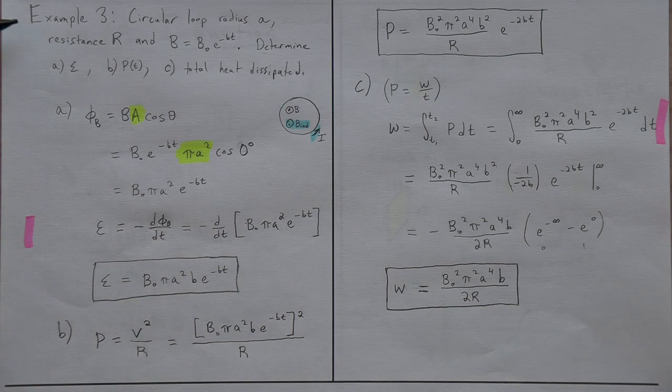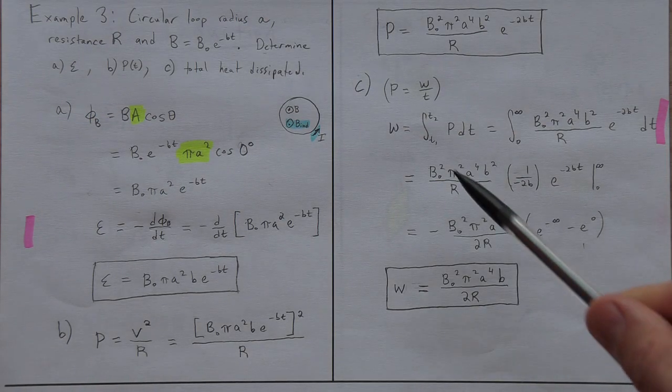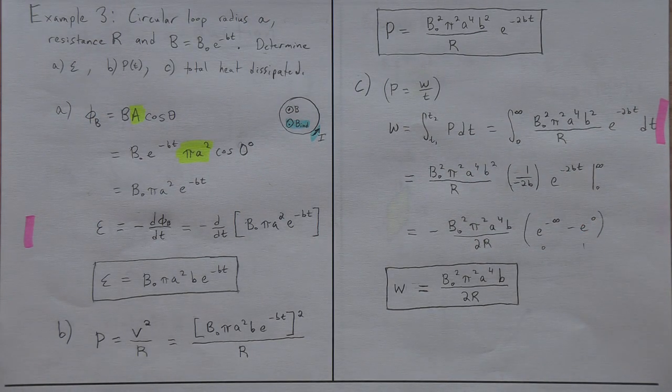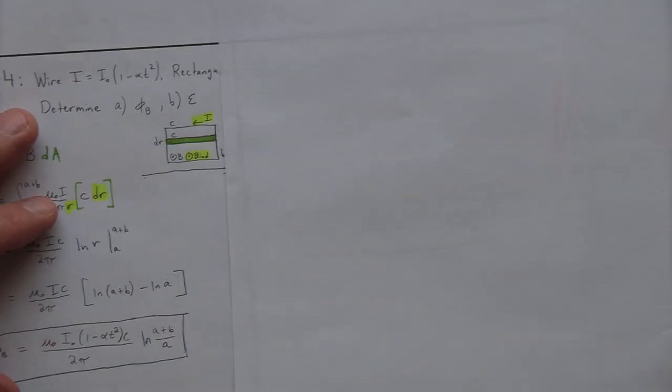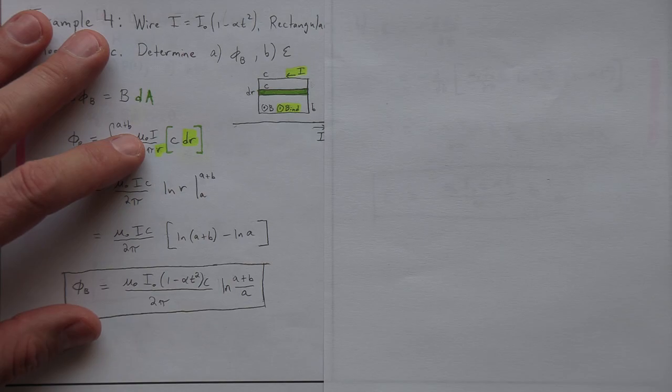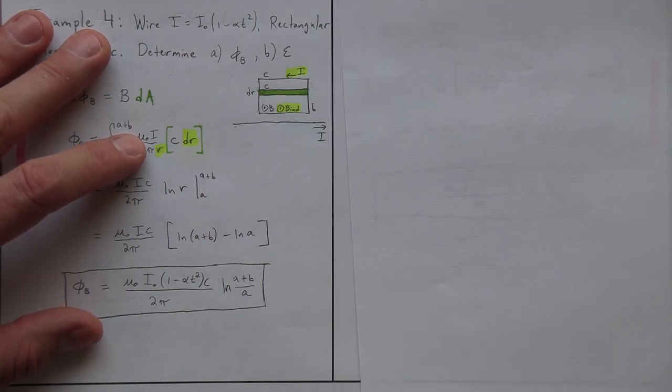All right, so that was our third example, exponential decay and integrating to get the total heat. Kind of common in this induction topic. Let's move on to our fourth example with induction. This is actually our final example.